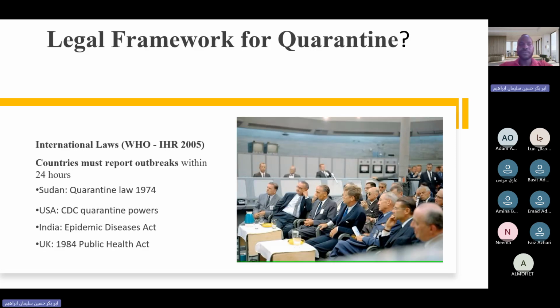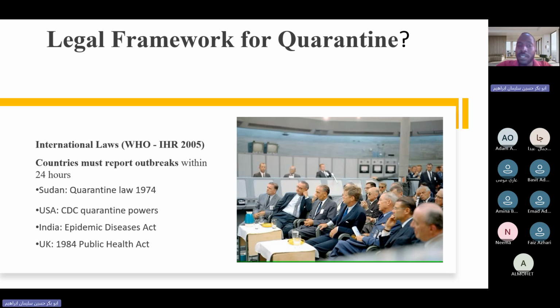Now let us see the legal framework. As I mentioned, the International Health Regulations were put forward by WHO, which set the general regulation. In the International Health Regulations 2005, they share with all countries of the world many articles. One of the articles says you must report or notify if you have a quarantinable disease, as I mentioned before.